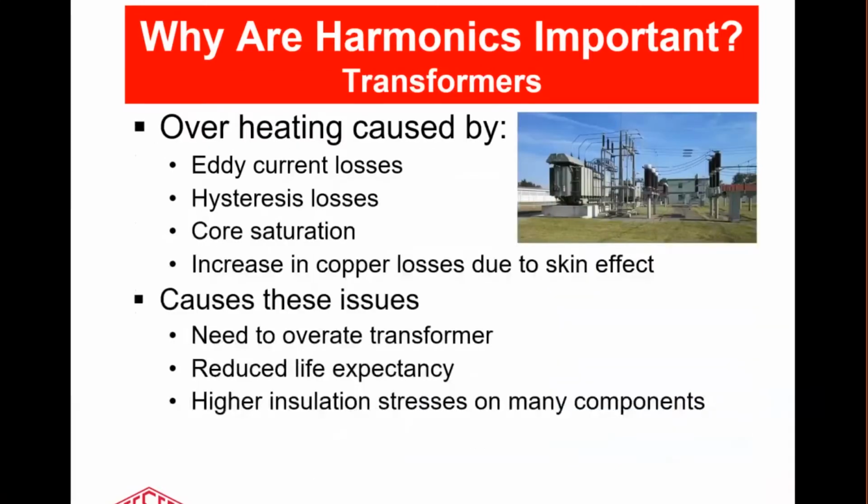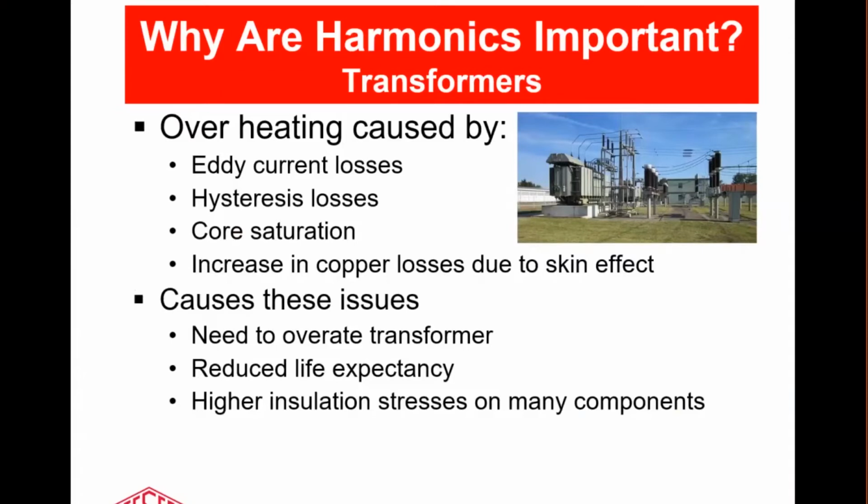Now, in transformer banks, we get many of the same kinds of losses that lead to overheating, that lead to insulation failures. Excuse me, I got one ahead of myself. Transformers, very similar to motors, you've got eddy currents, you've got hysteresis losses, you've got core saturation that reduces the efficiency of the transformer, and you've got copper losses, again, due to skin effects.